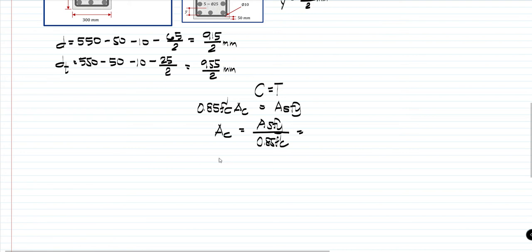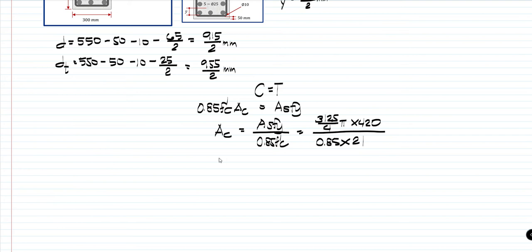So, our As will just be equivalent to 3125/4 pi times 420 divided by 0.85 times the f'c, which is 21. So the area of the concrete compression is 57,749.865 mm squared. So that is the value of our concrete area.